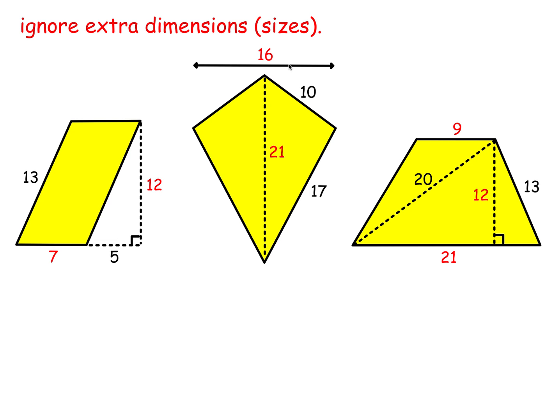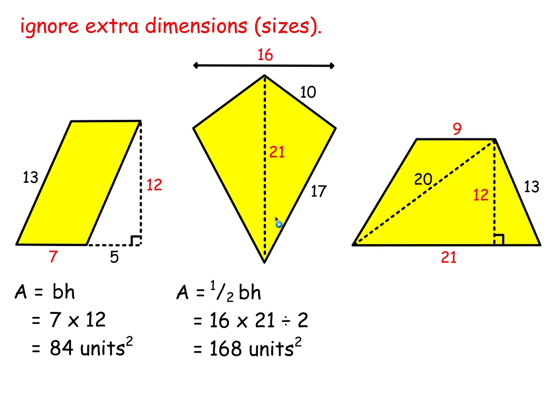There's one diagonal right across the kite, and there's the other diagonal, the 16 and the 21. So you multiply the 2 diagonals and halve it. And 9 and 21 are the parallel sides. The distance between the parallel sides, the height, is 12. So you're adding the parallel sides for the bracket part. The calculation's quite straightforward. 3 lines, 7 times 12 and 84 square units. Here, 16 times 21 and half it. For a kite, it's half a surrounding rectangle.